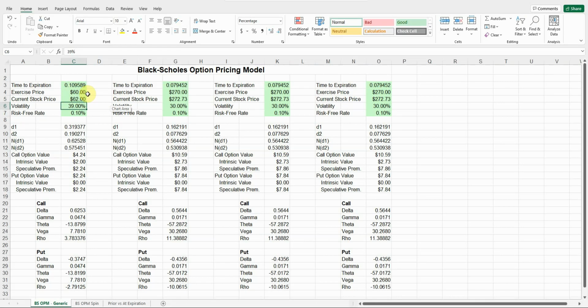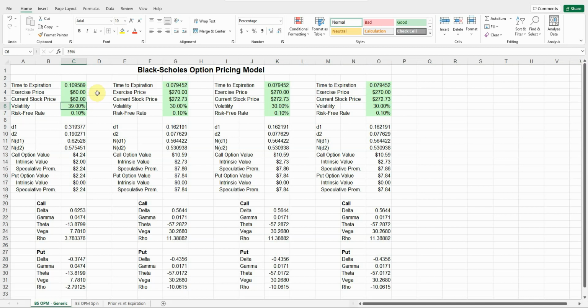On the other hand, if it was a put option, it would be called an out of the money option, because a put option gives you the right, but not the obligation to sell the underlying stock for that fixed strike price or exercise price. So if you could sell a $62 stock for 60, nobody would want to do that. You'd rather sell it for $62.